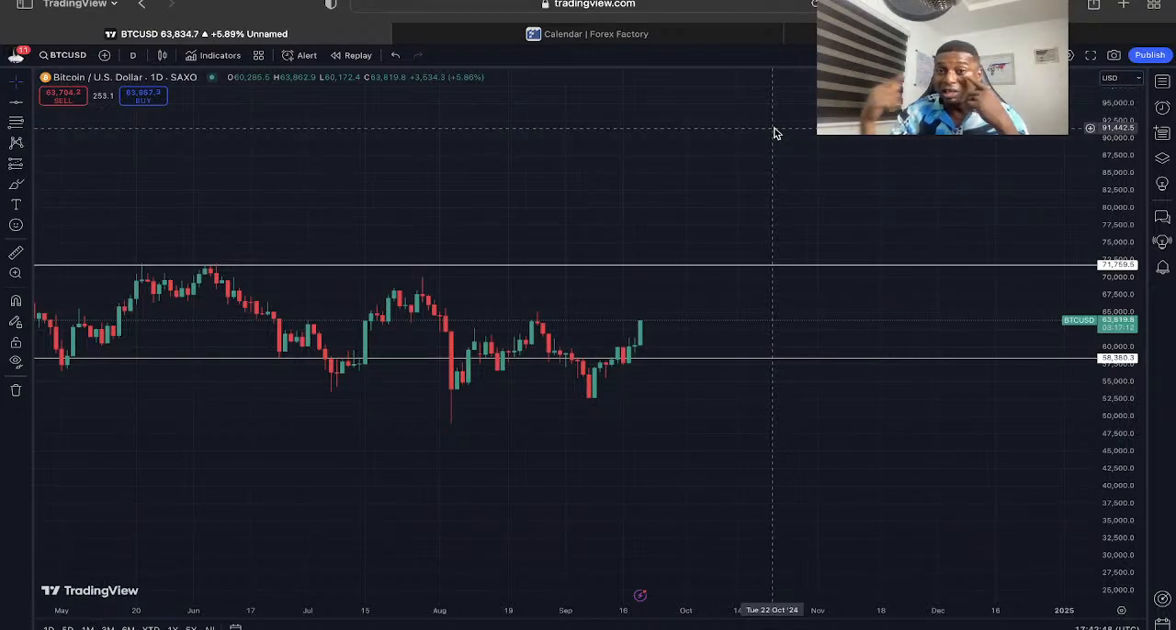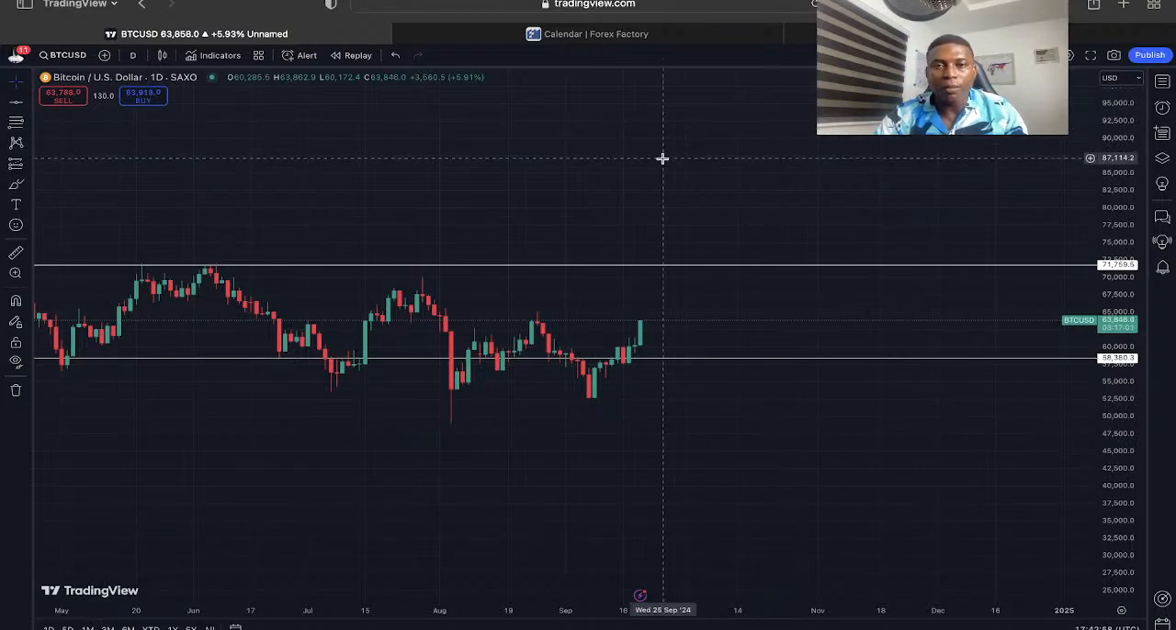All right, so riskier assets like Bitcoin and gold would see more gains. If you have any question, please do drop it in the comment section.